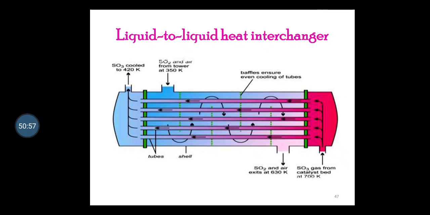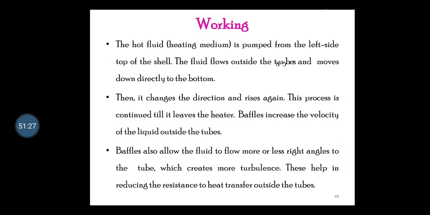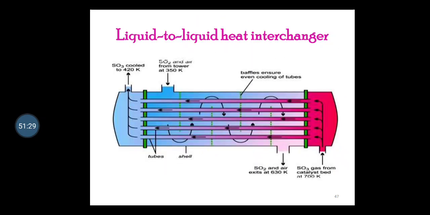Baffles increase the velocity of the liquid outside the tubes, and the baffles also allow the fluid to flow more or less at right angles to the tubes, which creates more turbulence. This helps in reducing the resistance to heat transfer outside the tubes. Then baffles lengthen the path and decrease the cross section of the path of the fluid. The path of travel is as shown in this figure.